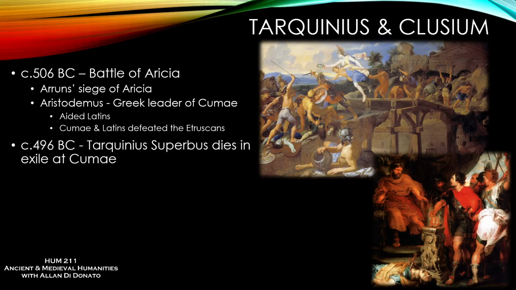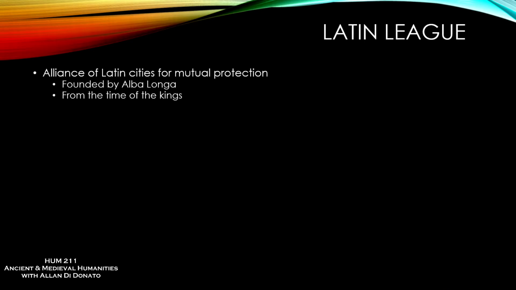Now, supposedly, Aristodemus then shelters later the king Tarquin, who apparently dies in exile at the city of Cumae in 496, bringing an end to the potential of monarchy ever resurging, coming back in Rome altogether. Now, that wasn't the only threat, right? This idea of Etruscans wanting to reconquer Latium. The other threat to early Rome would have been the Latins themselves.